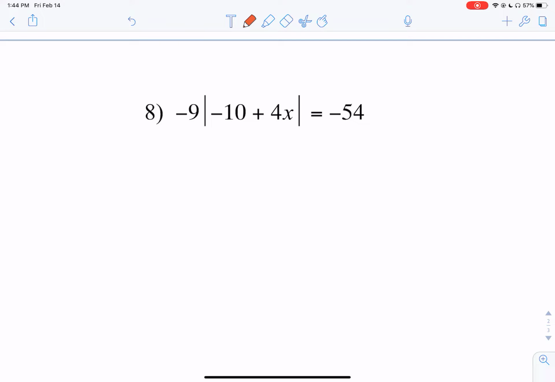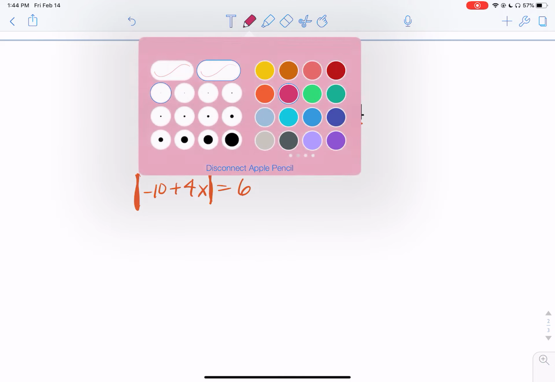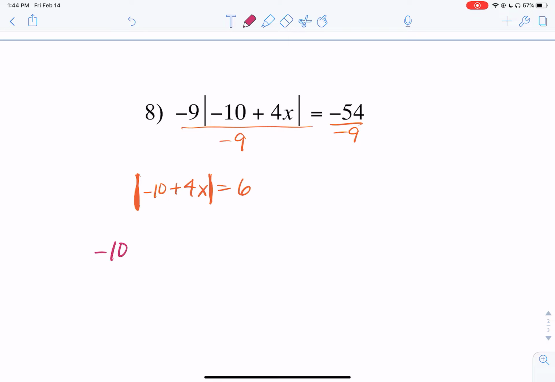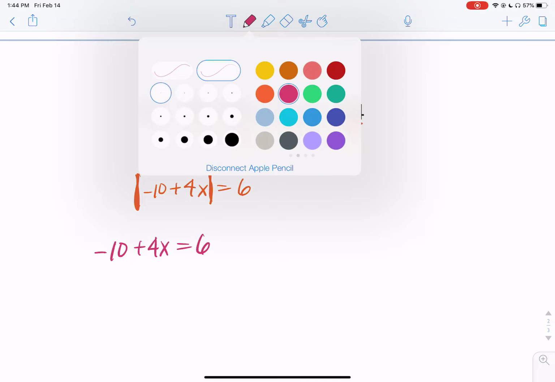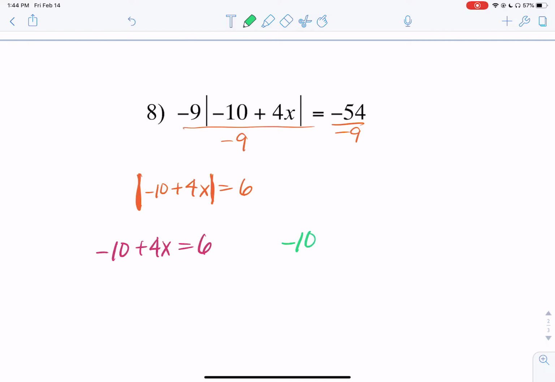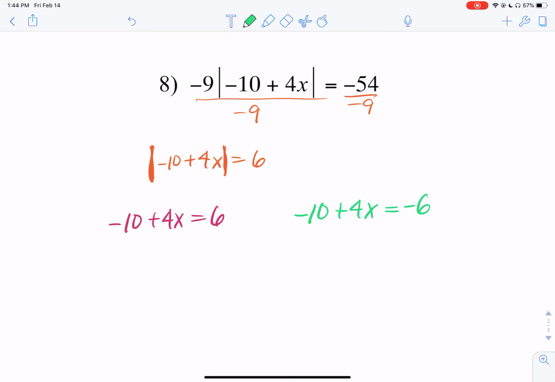Now for number 8, we would have to do this the exact same way. Since we're not allowed to distribute, we would have to divide by negative 9. And the absolute value of negative 10 plus 4x is going to equal positive 6. And now that the absolute value is isolated, this is when I could create the two cases. I could get negative 10 plus 4x and equal it to positive 6. And I create a second case, negative 10 plus 4x, but this time I equal it to negative 6.